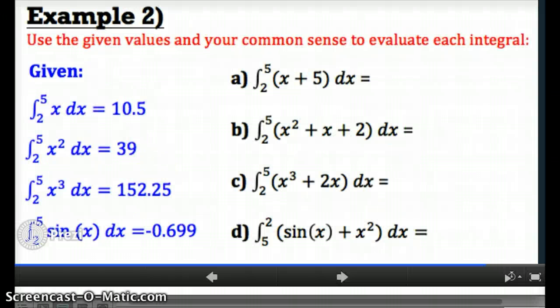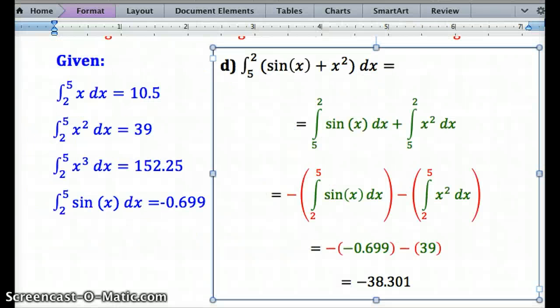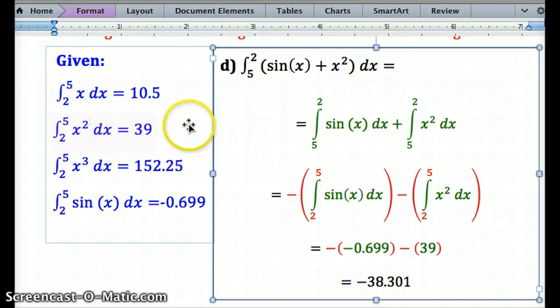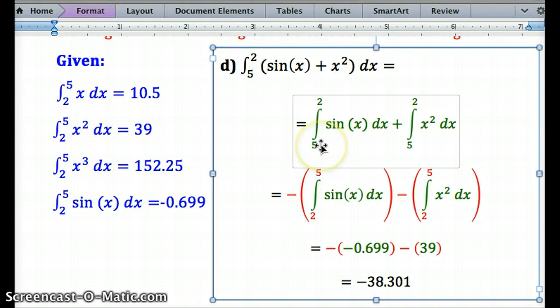Last one, d. The easy part of d was to recognize that you need to split it into 2 integrals, but this was actually kind of a test of how much you're paying attention, because notice the original limits of integration are going from 5 to 2, which is the opposite direction than we normally want to integrate, which means in order to evaluate them, or certainly in order to use the given values, which are all going from 2 to 5, we need to switch the orders of integration.